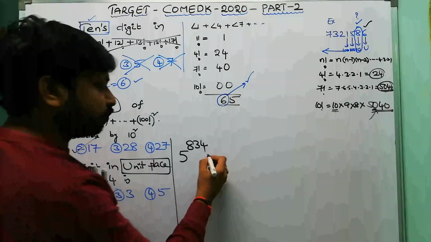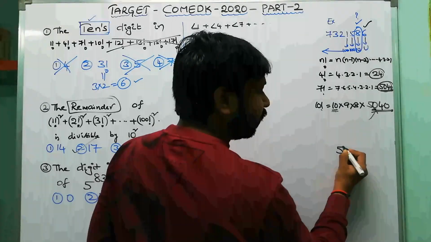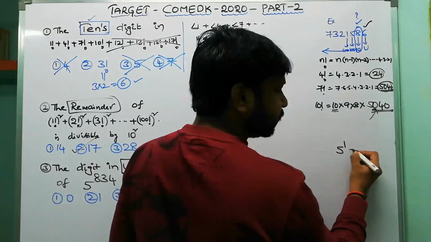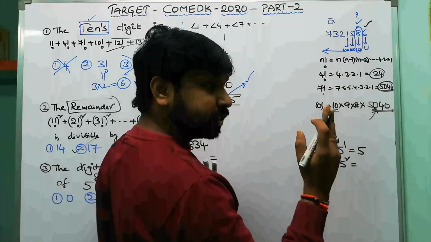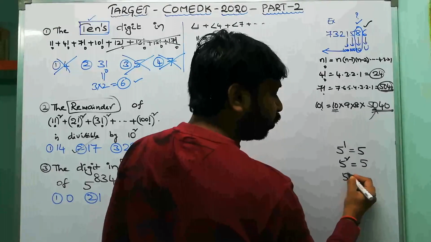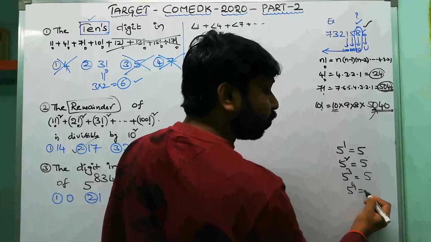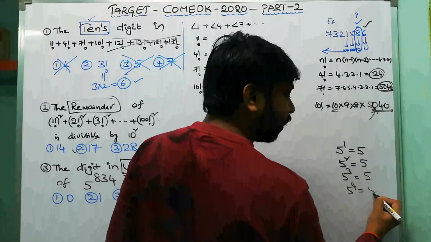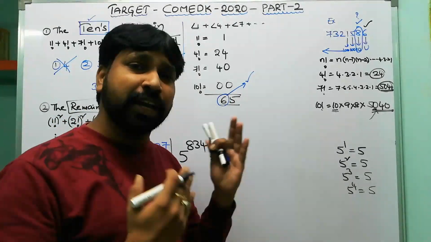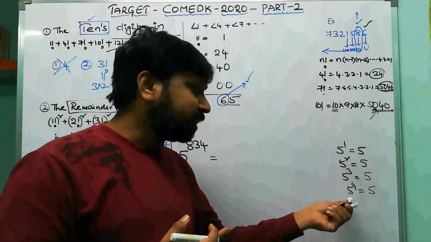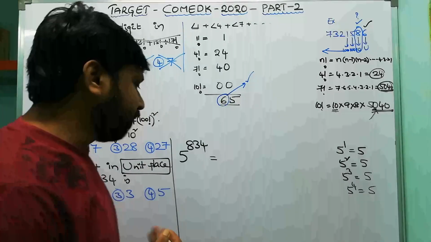How to crack this kind of question? Look, friends. First of all, whenever you get this kind of question, look at this kind of analysis. 5^1 is 5. 5^2 is 25, units place is 5. 5^3 is 125, units place is 5 only. 5^4 is 25 into 25, 625, units place is 5 only. So whatever power of 5 you take, the units place is 5 only, friends. If you try 5^5, again it repeats and gives the same value, 5 only.